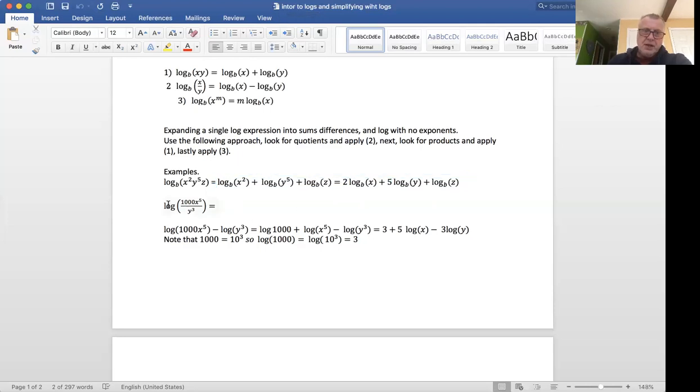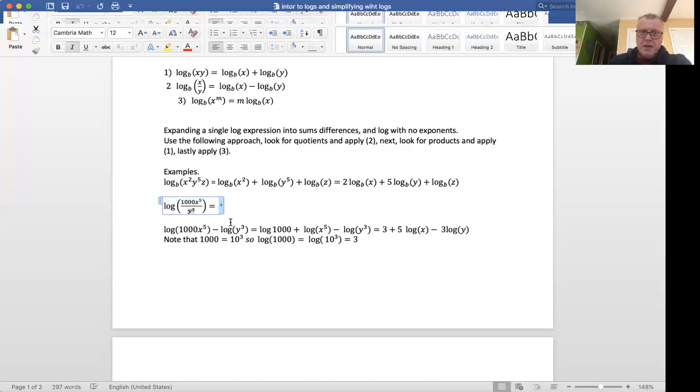Looking at this next example, we have log, so there's no base here, so that's the common log. So it's log base 10, the common log of 1000 x to the fifth over y to the third. First thing we're going to do is look for quotients. There's a quotient here, this 1000 x to the fifth divided by this y to the third. So we're going to first expand it using that second rule. I take the log of the top, 1000 x to the fifth, minus the log of the bottom, y to the third.